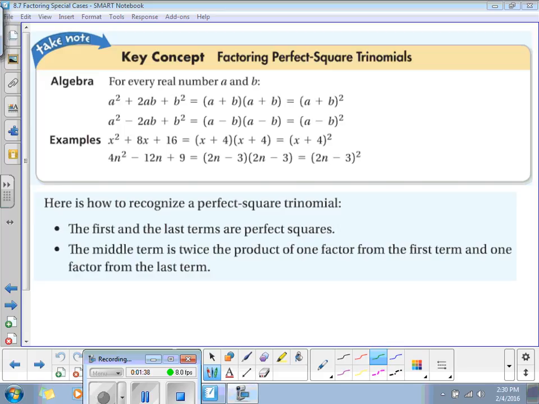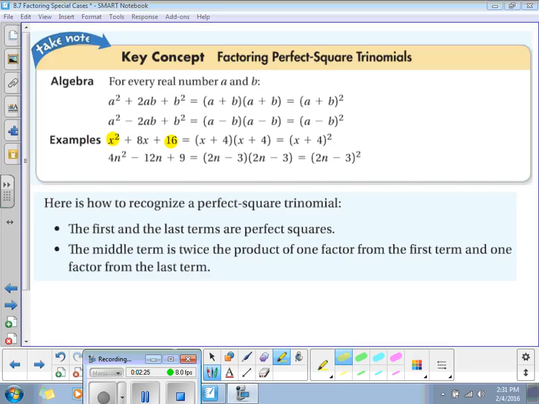So if you look at the examples up here, x squared is a perfect square because x times x is x squared, right? 16 is a perfect square because 4 times 4 is 16, okay? Then, if we take one of the factors from the first one and one of the factors from the second one, that would be 4x, and then multiply it times 2, you would get 8x, okay?